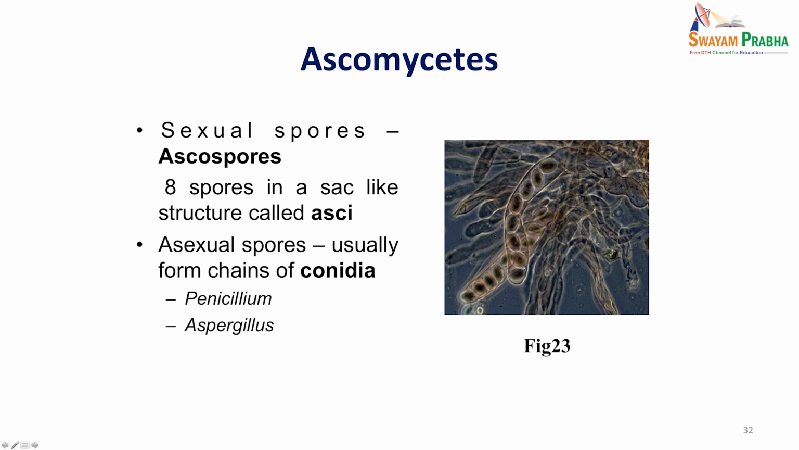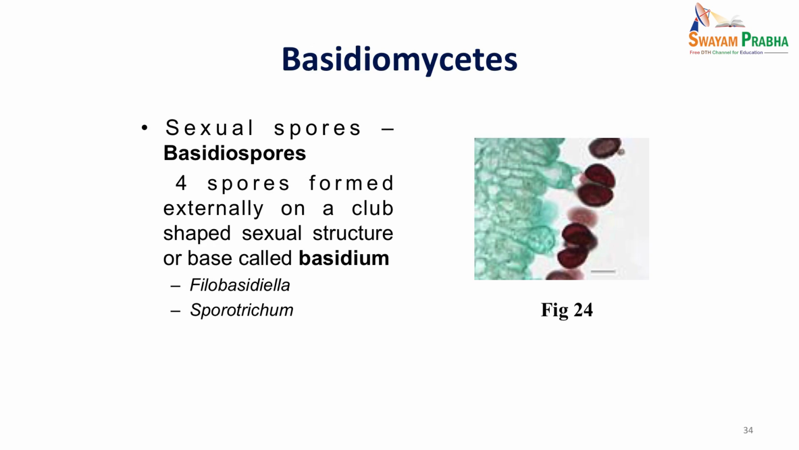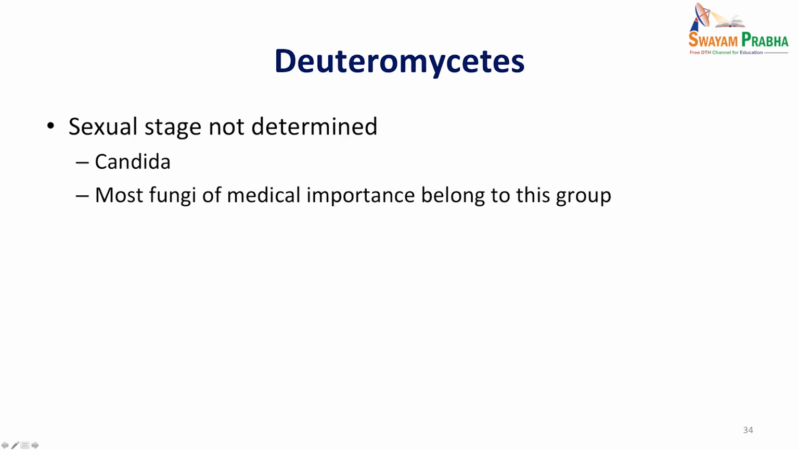Ascomycetes, on the other hand, means spores within an ascus, a sac-like structure. Eight or more spores could be present within the sac-like structure, or they could be present in chains, as occurs in Penicillium and Aspergillus. Then they are known as conidia. Basidiomycetes, what are they? They have sexual spores. Usually there are 4 spores formed on the apex of a club-like structure, the basidium. This is the sexual structure, and they are seen in Filobasidiella and in Sporothrix. Deuteromycetes, I told you, are the ones where no sexual stage is determined, and most fungi of medical importance belong to this.